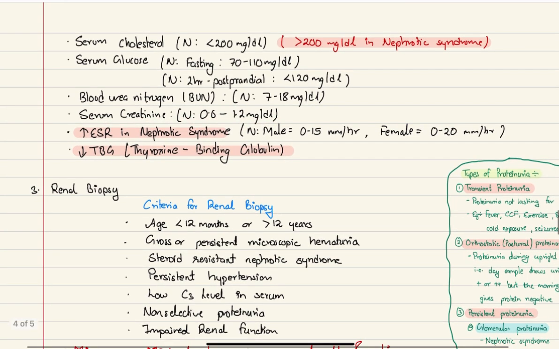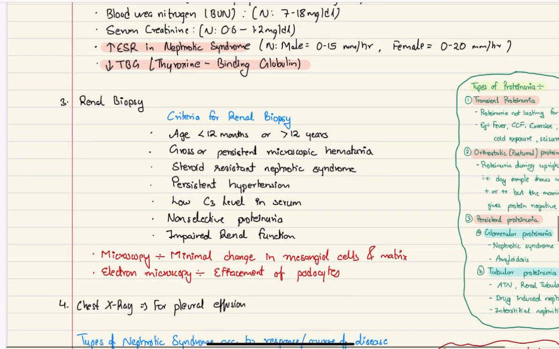There is also increase in ESR in nephrotic syndrome. The normal in male is 0 to 15 mm per hour, whereas in female it is 0 to 20 mm per hour. And there is decrease in thyroxine binding globulin level in blood. So these are the findings that we can see in the blood.